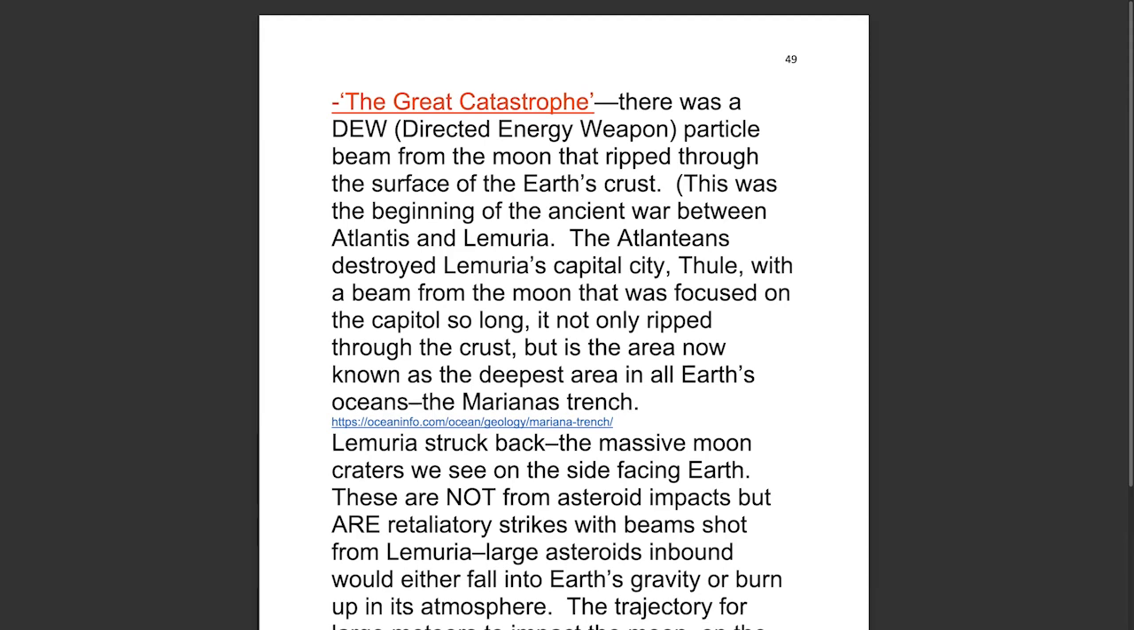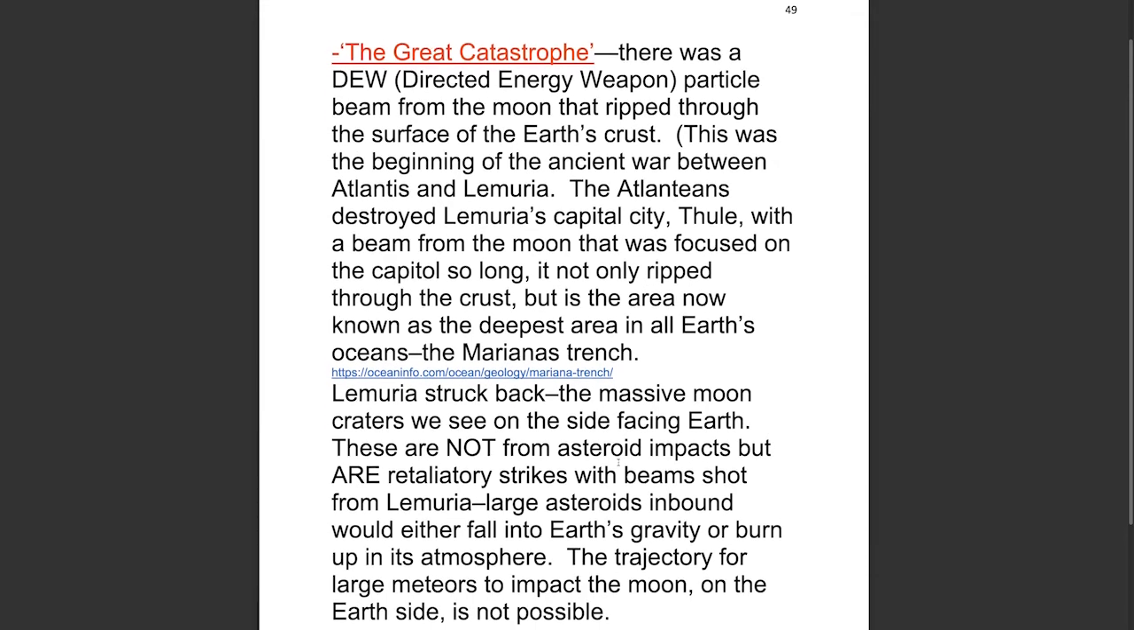They hit it so long, the capital was known as Thule, with a beam from the moon that was focused on it, that it ripped through the crust, and is now the deepest area in all the world's oceans, known as the Marianas Trench. You can read it there. It's over 28,000 feet deep.